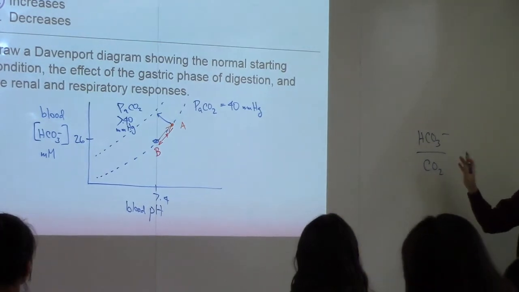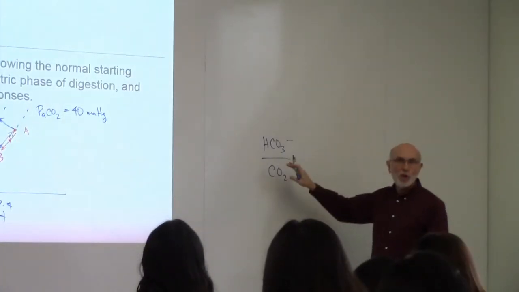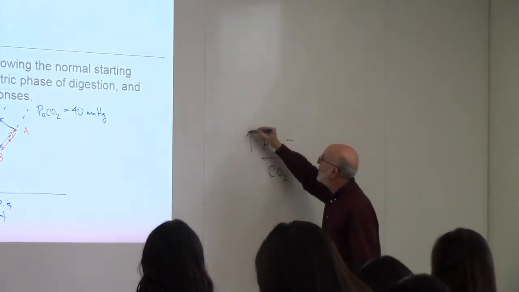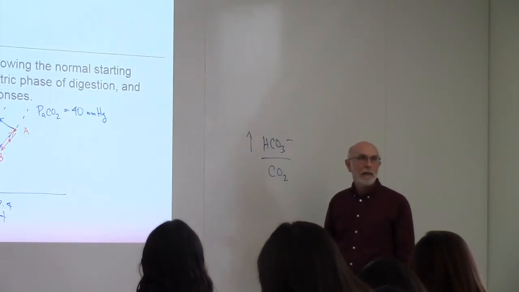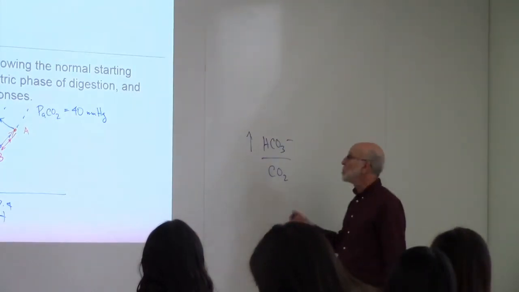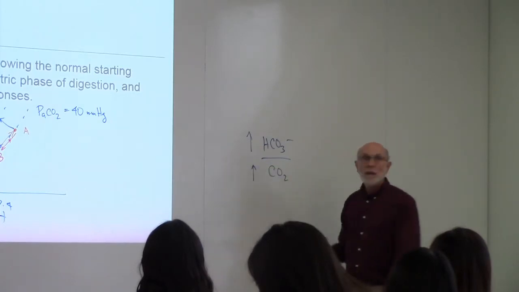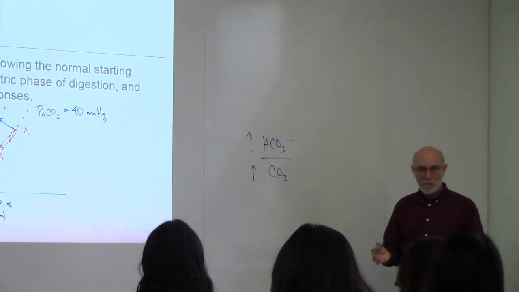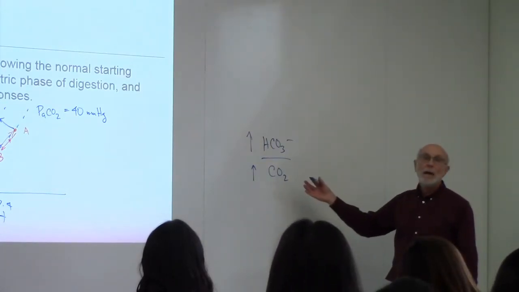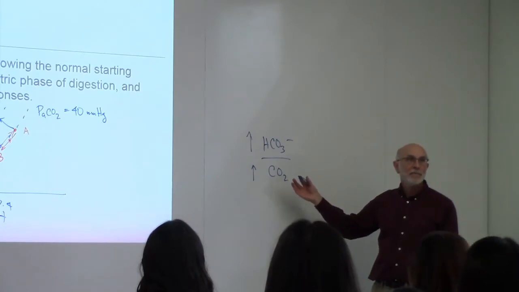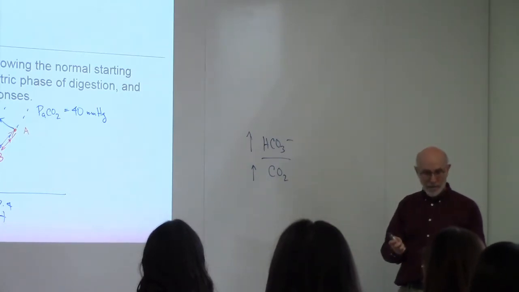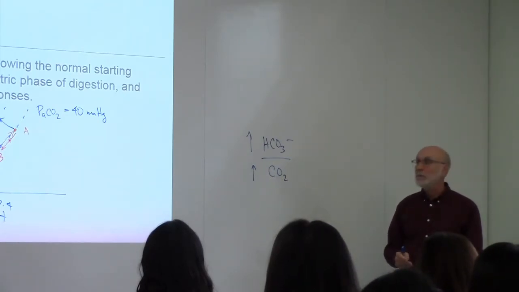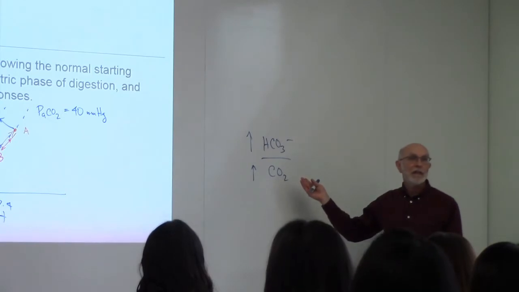Remember, the Henderson-Hasselbalch equation had a term that was this ratio. If we increase bicarbonate during the gastric phase of digestion, the respiratory response is to increase the carbon dioxide concentration so that the pH becomes re-normalized by decreasing ventilation. So after a big meal, during the gastric phase, there is a period of hypoventilation.